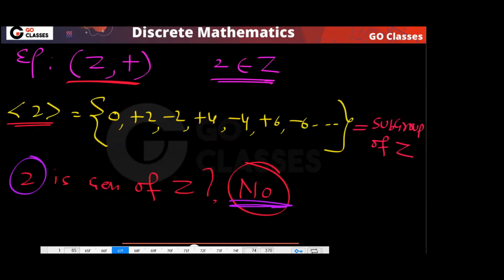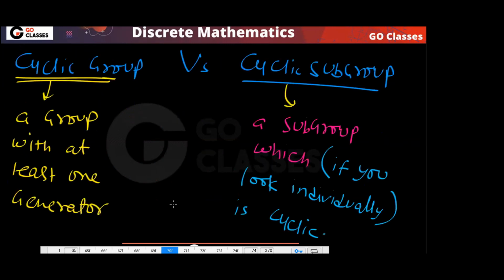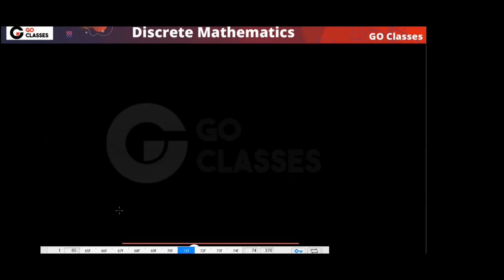So what can I call it finally? I can call it the cyclic subgroup of Z generated by 2. I hope this point is clear. So tell me, is this difference clear? Cyclic group means a group with at least one generator, and cyclic subgroup means it is a subgroup which is individually cyclic.